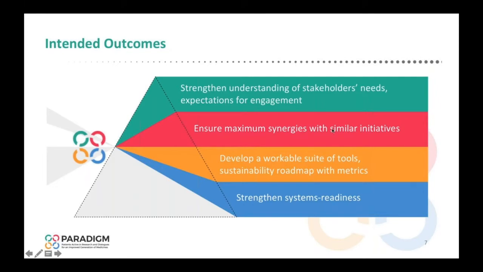So the intended outcome. You have this prism on your screen. On the left-hand side of the slide, you can recognize the fantastic logo of Paradigm. And through this prism, we aim to strengthen understanding of stakeholder needs and expectations for engagement. That's work which is currently being analyzed. We want to ensure maximum synergies with similar initiatives, because duplicating what the others have done is not the way Paradigm is going to work. We're seeking synergies and avoiding duplication. We want to develop a workable suite of tools, a roadmap which is workable, and metrics and how to measure, because altogether we do believe that this will strengthen the readiness of the system. Next slide, please.